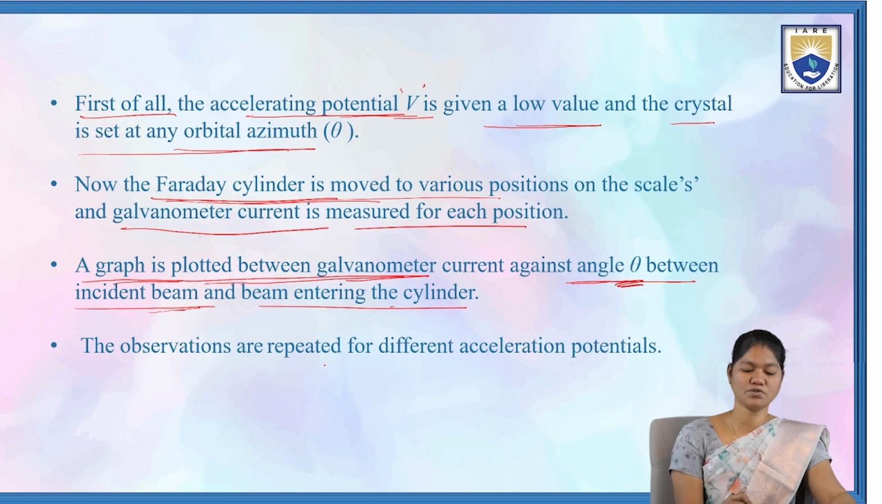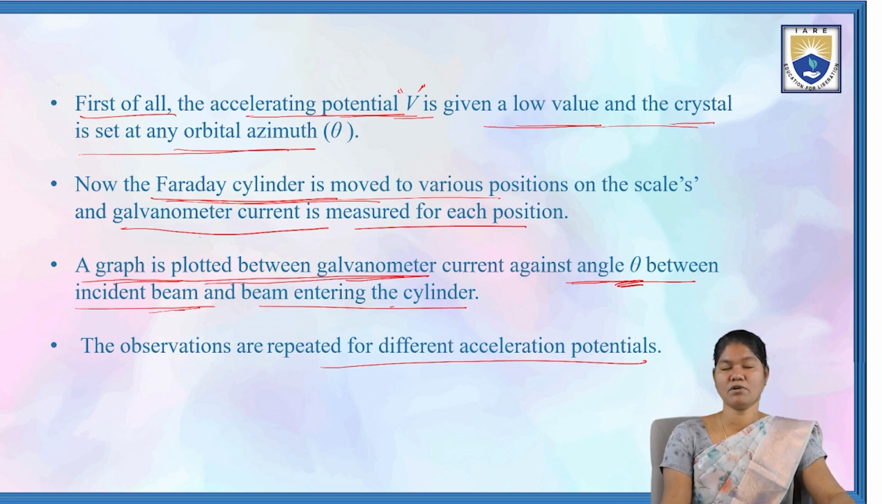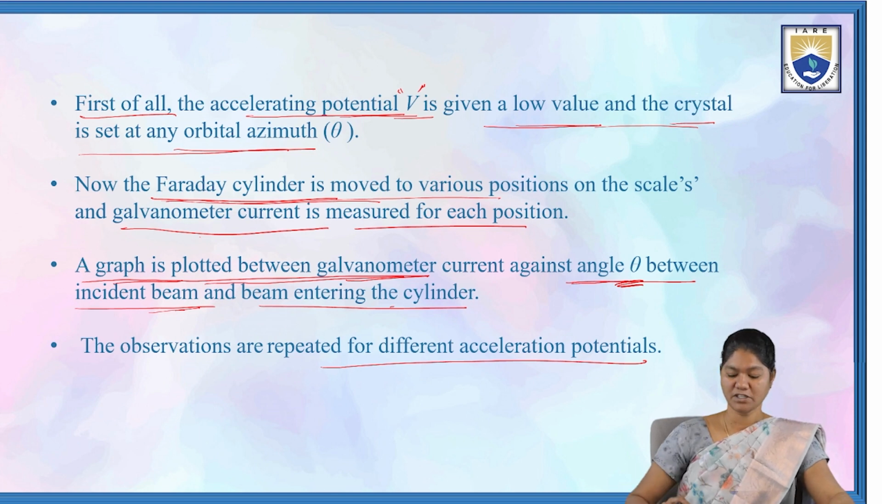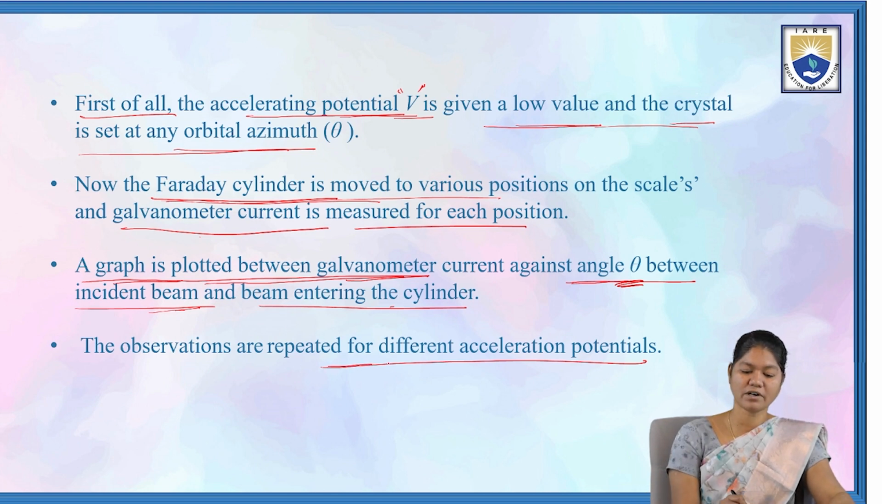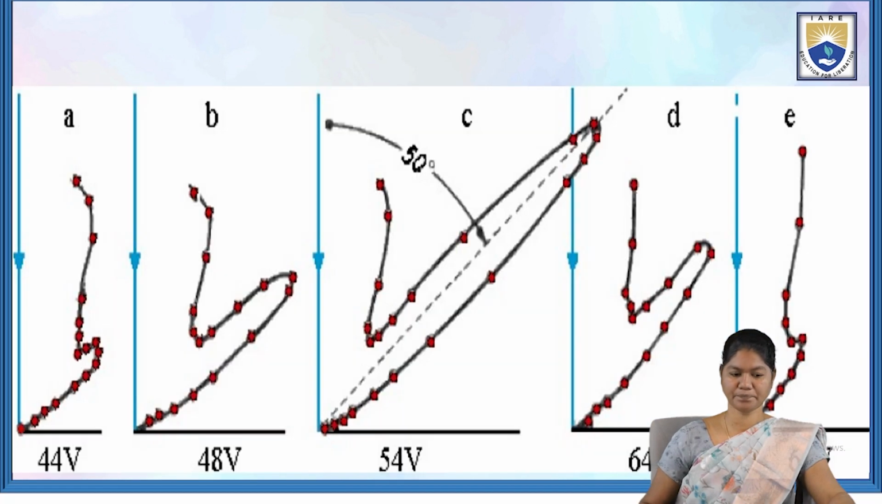The observations were repeated for different accelerating potentials. Initially we started at a low value of accelerating potential V, then we gradually increase it. As the accelerating potential increases, the scattering angles also differ. So the observations are repeated for different accelerating potentials.